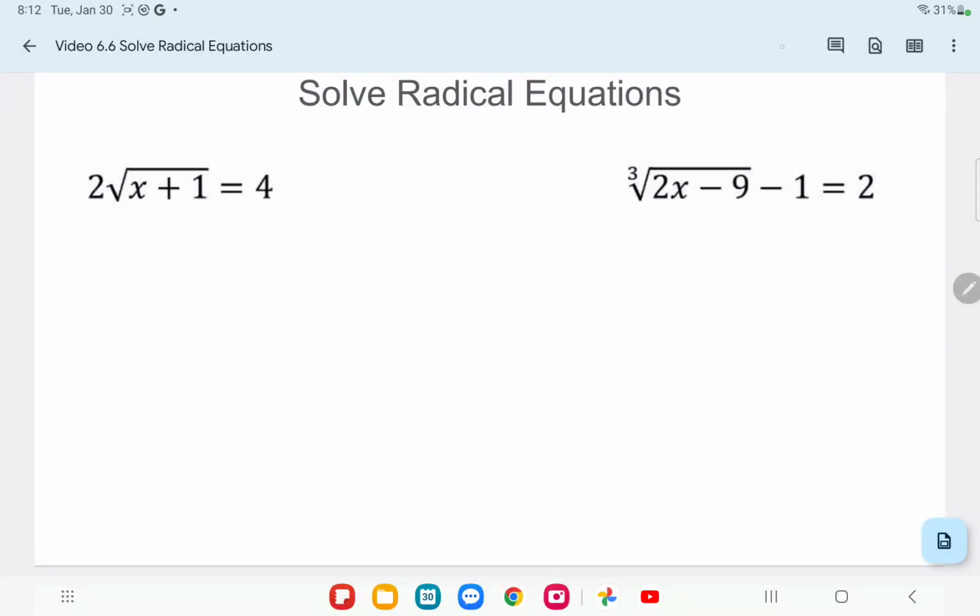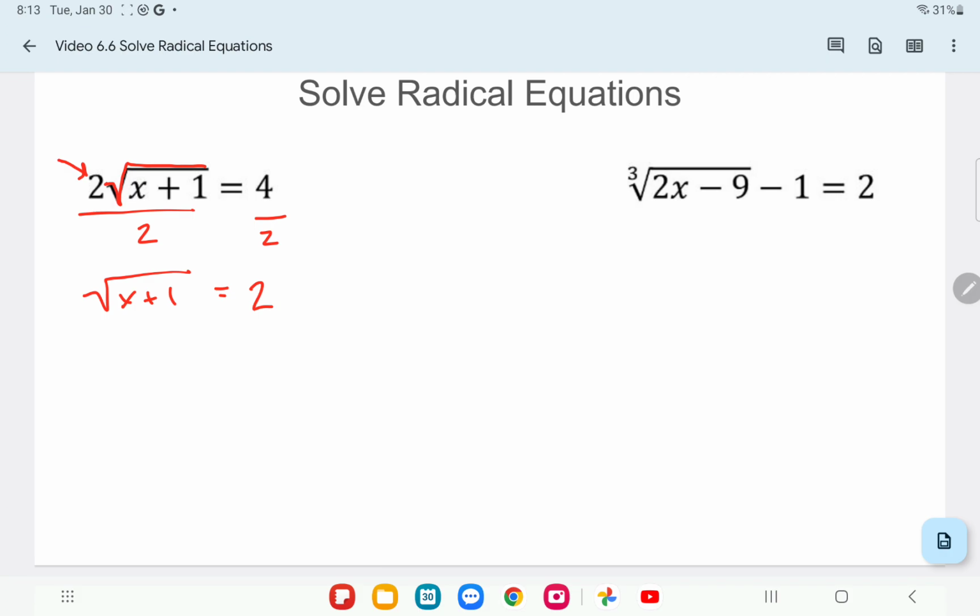When you're trying to solve radical equations, your first step is to get the radical by itself, or to isolate the radical. So in this first example, to get the radical by itself, we need to get rid of this 2 right here. Because we're multiplying by 2, we're going to divide by 2 to get rid of that 2. And now our radical is isolated, or there's nothing on the left side of the equal sign other than the radical.